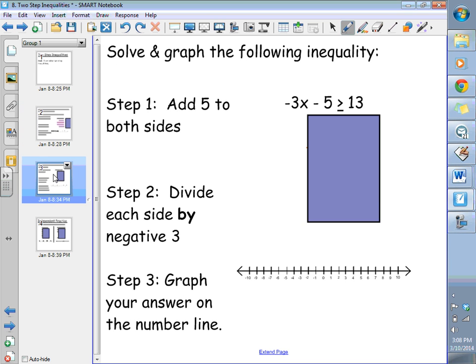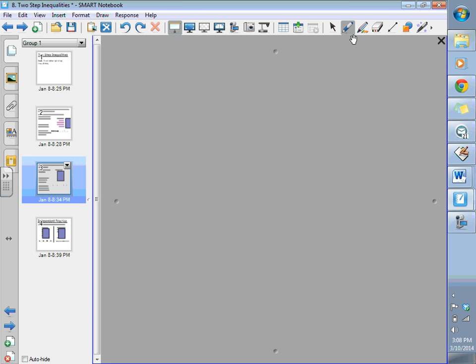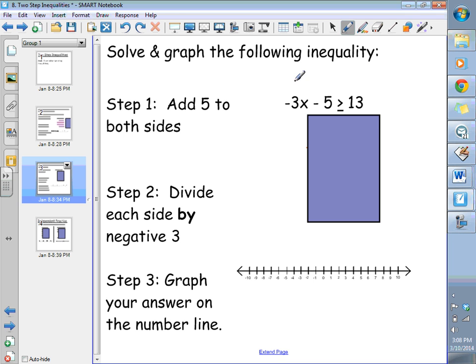Moving on to our next slide. Actually, I guess I don't need to hide that because it's the same thing as what we did last time.